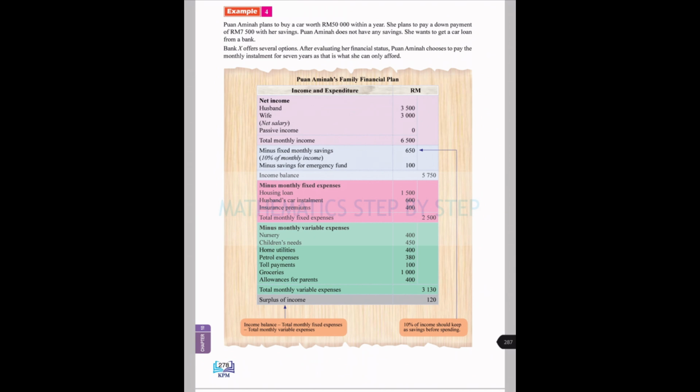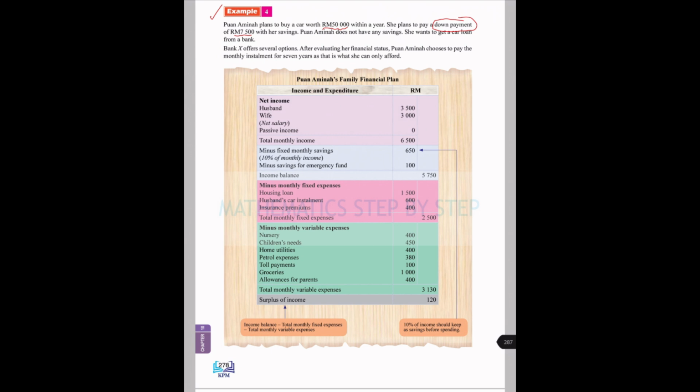Let's go through this example 4 together. Puan Aminah plans to buy a car worth 50,000 within a year. She plans to pay a down payment of 7,500 with her savings. Puan Aminah does not have any savings for the down payment. She wants to get a car loan from a bank.